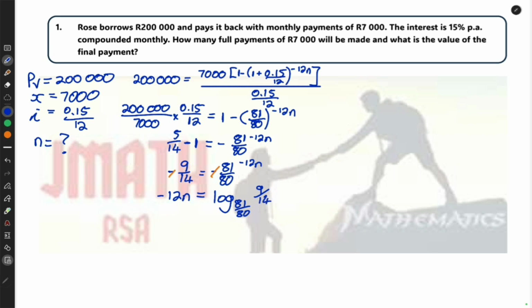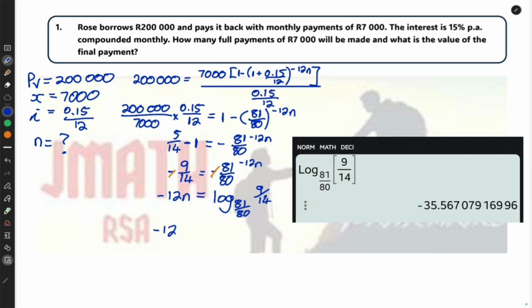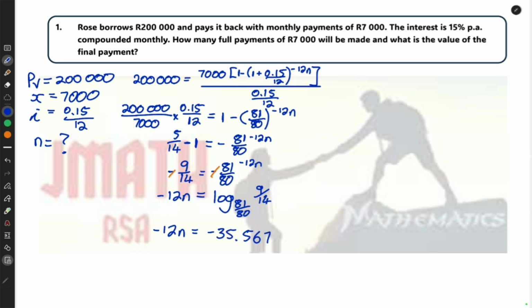If I type this in, the calculator will tell me minus 12n is equal to minus 35.567. Now, this is something very important you now need to see. So we know that in the formula, when we divide the interest by 12, we need to multiply the years by 12. So that's why that minus 12n is still there. Now, if I wanted to know how many years she paid, then I will divide by 12.